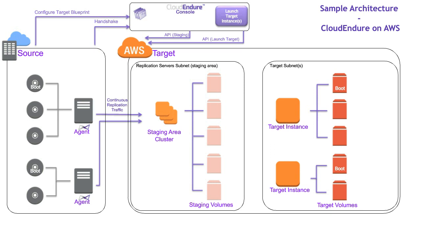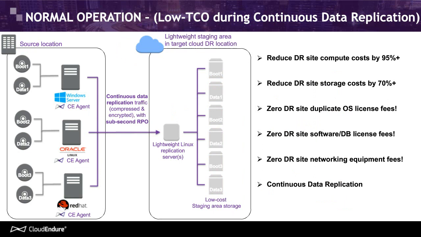So this is how the architecture works, how the product behaves behind the scenes. So just to summarize, during normal operation, the whole idea behind CloudEndure is reducing costs as much as possible. So it's gaining the ability to have an enterprise-grade replication solution with near zero RPOs and RTOs with the cost of a cold standby. So the compute costs are minimized dramatically, the storage costs are minimized dramatically, OS and third-party application licenses are completely eliminated. Those are not needed during ongoing replication.